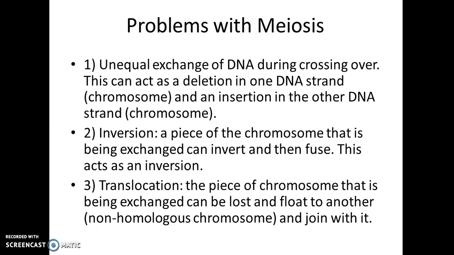So what do we have? Problems with meiosis. Well, there can be an unequal exchange of DNA during crossing over. This can act as a deletion or an insertion. If there's a deletion of one DNA strand, it's going to be an insertion into another DNA strand. We can have an inversion where the piece of the chromosome that's being exchanged can flip and then join and fuse, so the whole section of DNA is flipped around. Or you can have a translocation in which the piece of the chromosome that's being exchanged is lost. It floats somewhere else and joins to a non-homologous chromosome. That's a thing.